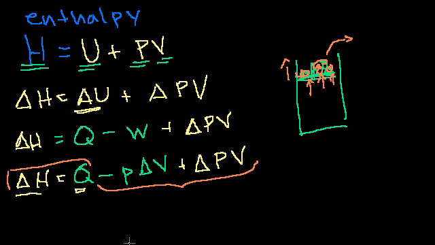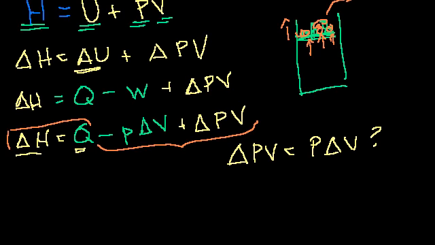Or another way, under what conditions is delta pressure times volume equal to pressure times delta volume? When does this happen? When can I make this statement? Because if I can make this statement, then these two terms are equivalent right here, and then my change in enthalpy will be equal to the heat added. Well, the only way I can make this statement is if pressure is constant.